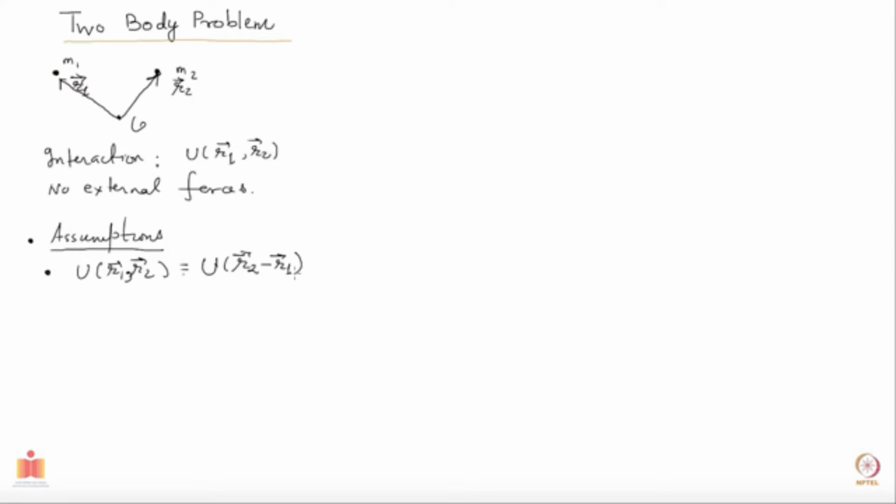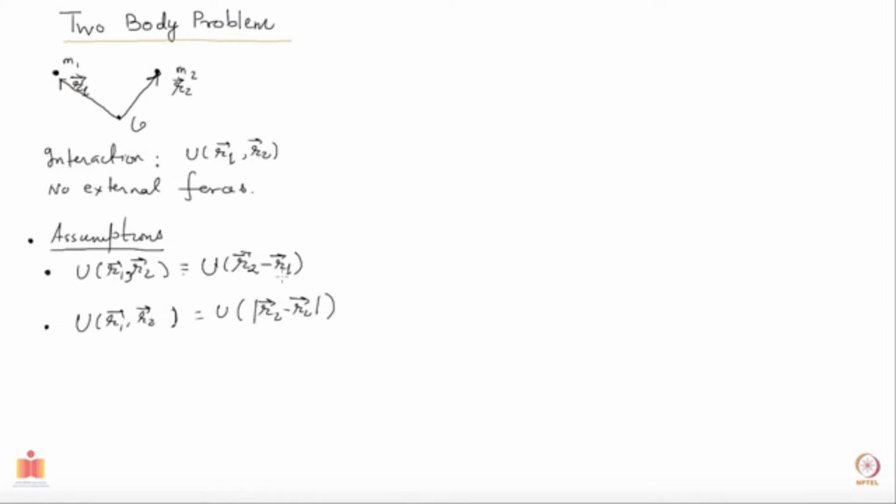If, for example, you think of two particles which are interacting gravitationally, if you take the entire system and shift it to another place, millions of kilometers away or billions of kilometers away, the potential energy between those two will not change. Now, not only that, we want to further assume that U of r1, r2 is only dependent on the distance between these two particles.